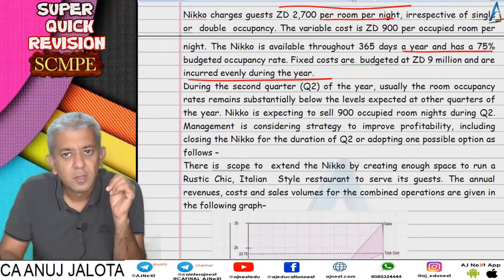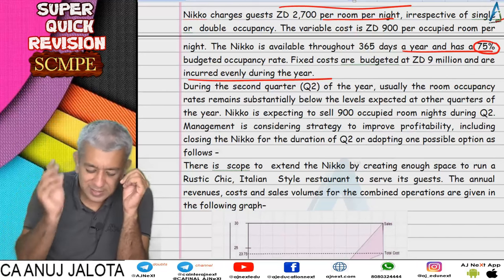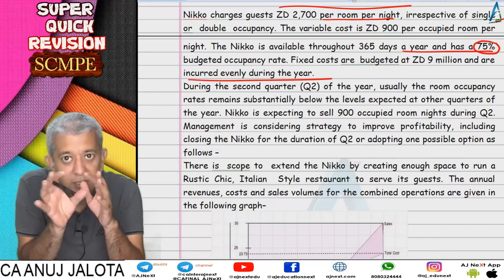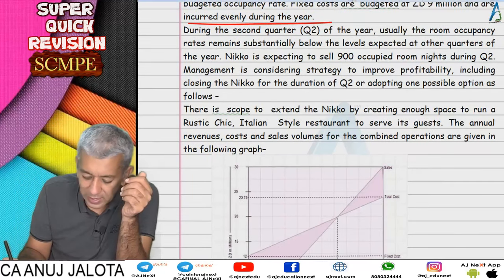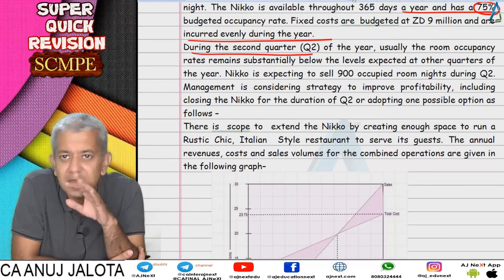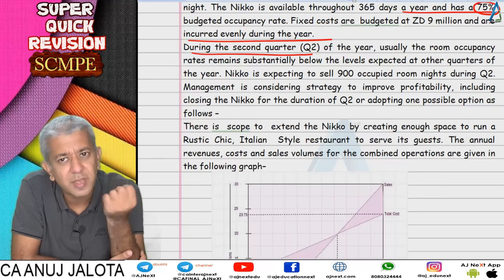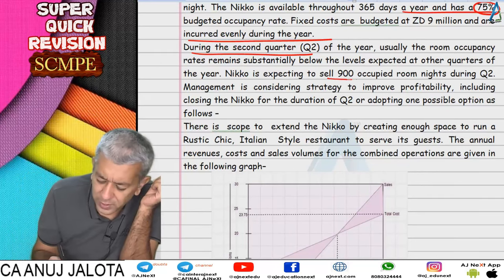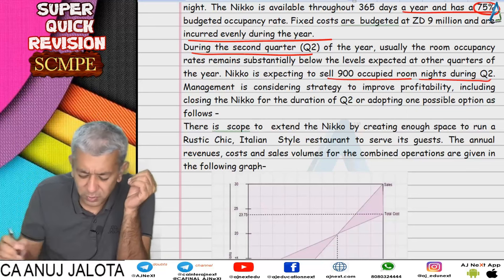Based upon all these details, we try to work out whatever was the profit in this current year. But this 75% is slightly a worrying sign. Why? Because this is average occupancy for the entire year. In the middle, there is a second quarter also. In second quarter, the occupancy is very less. That 75% is average for the entire year, but in second quarter, it is very low. It is only expecting to sell 900 occupied rooms during quarter two. So that is quite low.